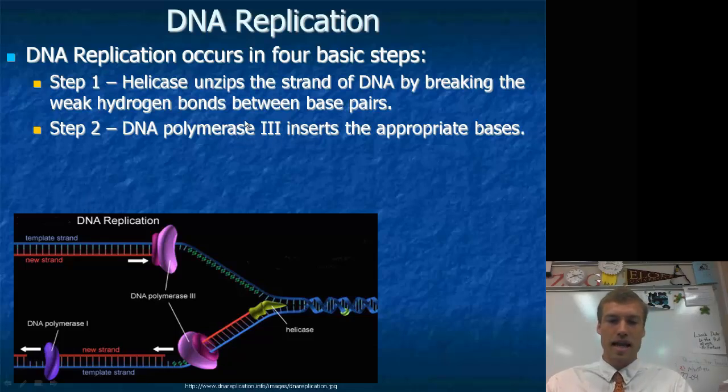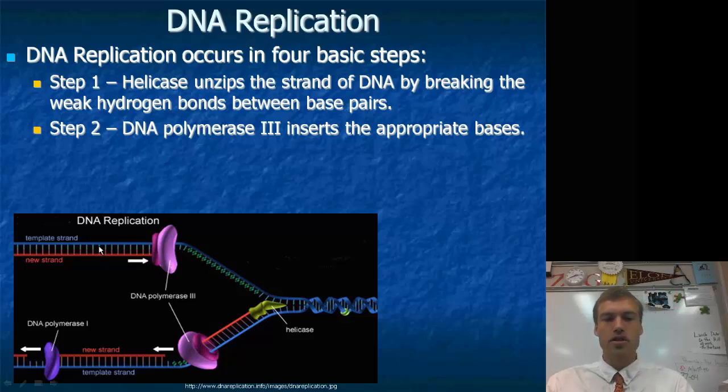Step 2, we've got DNA polymerase 3. Again, this is an enzyme. It's going to insert the appropriate bases. So we've got our template strand, the original DNA, and if there's an A on the template strand, then the new strand is going to add a T. And if we have a G, then it will add a C. So DNA polymerase comes along, and it's going to be adding those on.